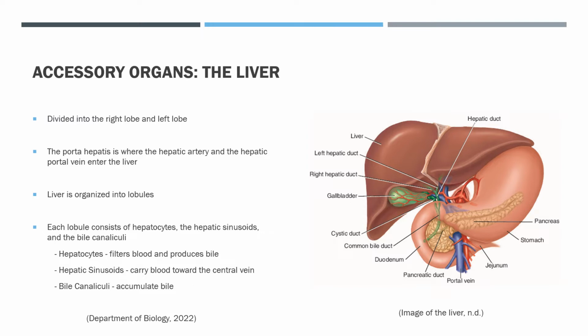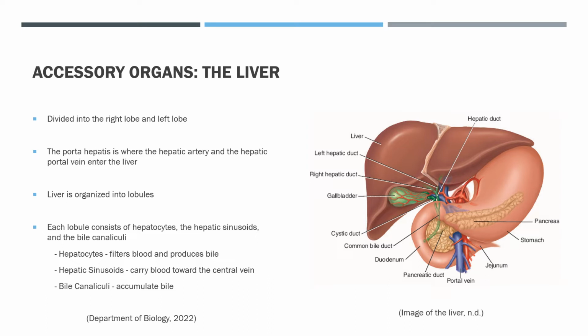The liver is also organized into hexagonal structures called lobules. Each lobule consists of three main components, which are the hepatocytes, the hepatic sinusoids, and the bile canaliculi. The hepatocytes are the liver's main cell type. They are responsible for filtering blood to remove nutrients for storage and are also the cells that produce bile.